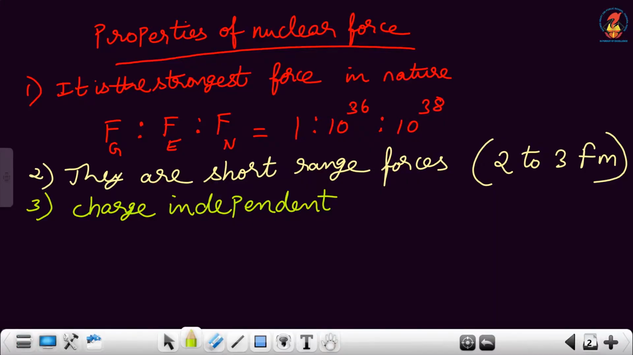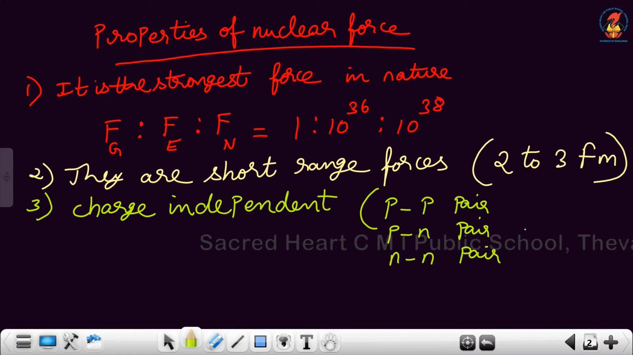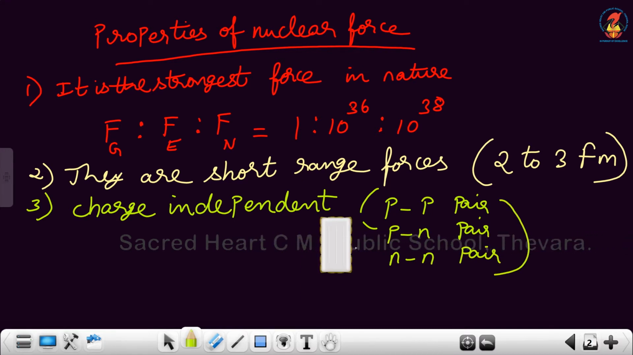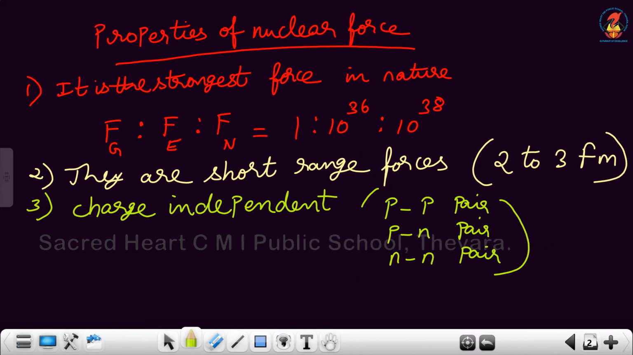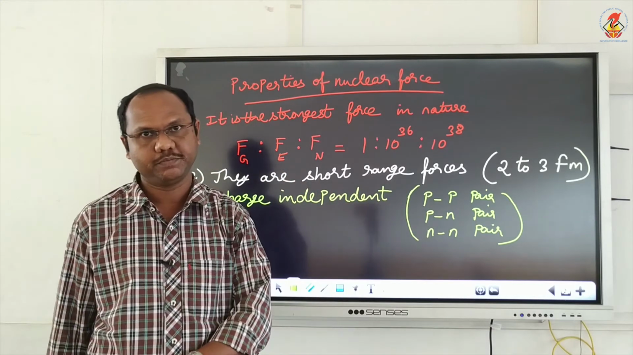attract. That means there is a force of attraction between a proton and proton pair, a proton and neutron pair, and a neutron and neutron pair. We are not looking at the charge. There is a force of attraction between proton-proton pair, proton-neutron pair, and neutron-neutron pair when they come within the nuclear range. That is why it is called charge independent.